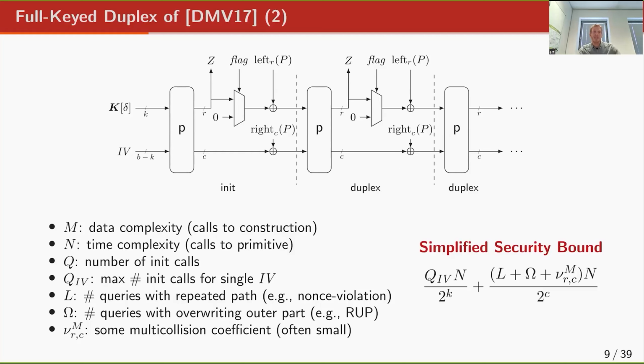So the scheme gets more scary, the parameters get more scary, the bound is still simple because this is a simplified bound. But things are getting more scary.